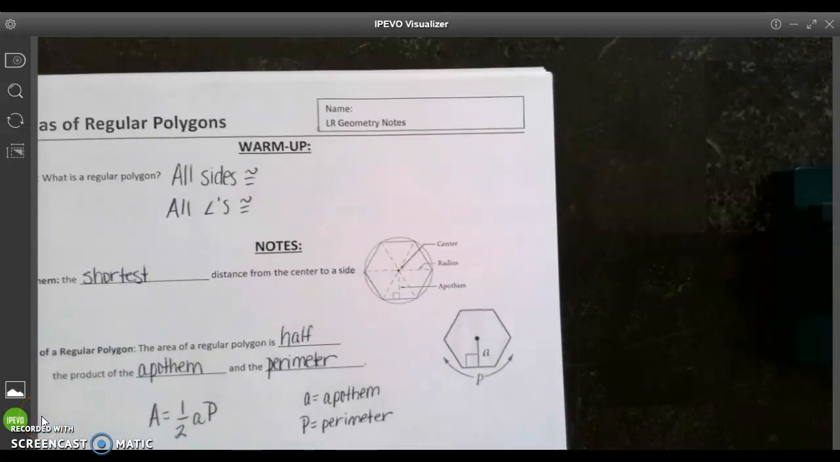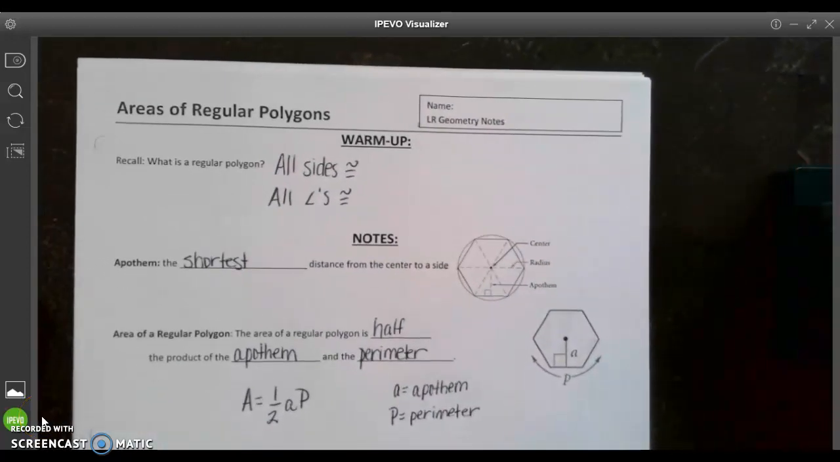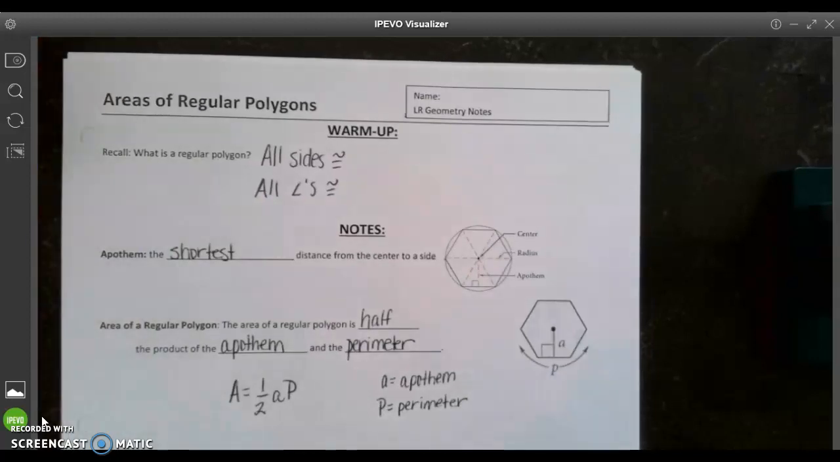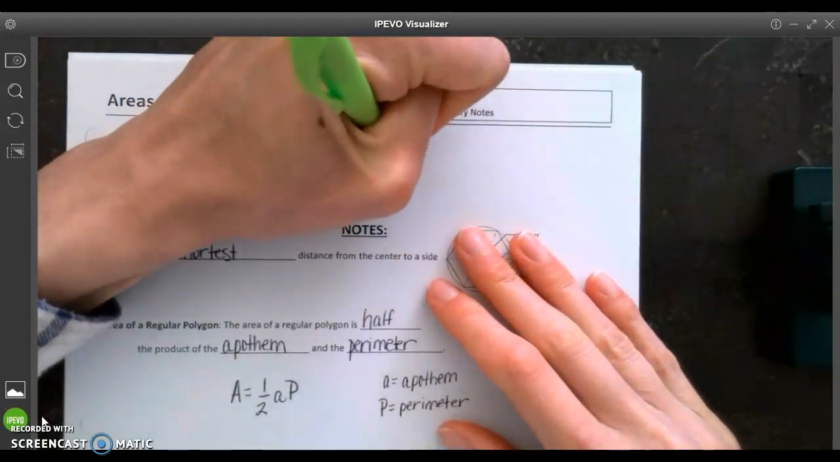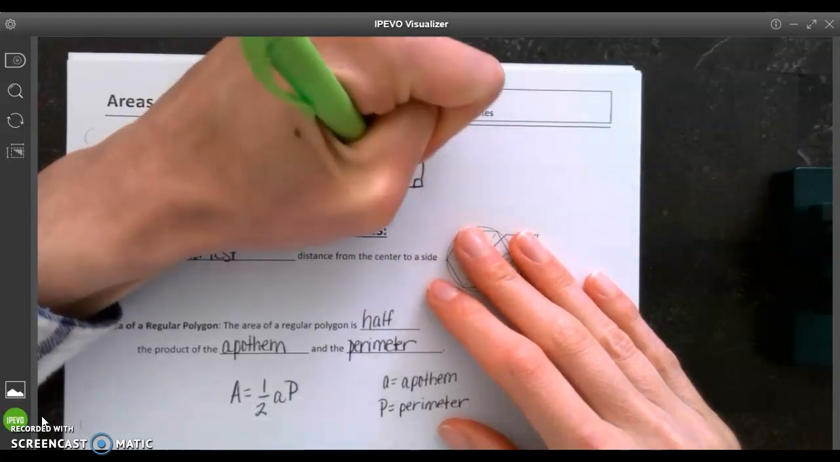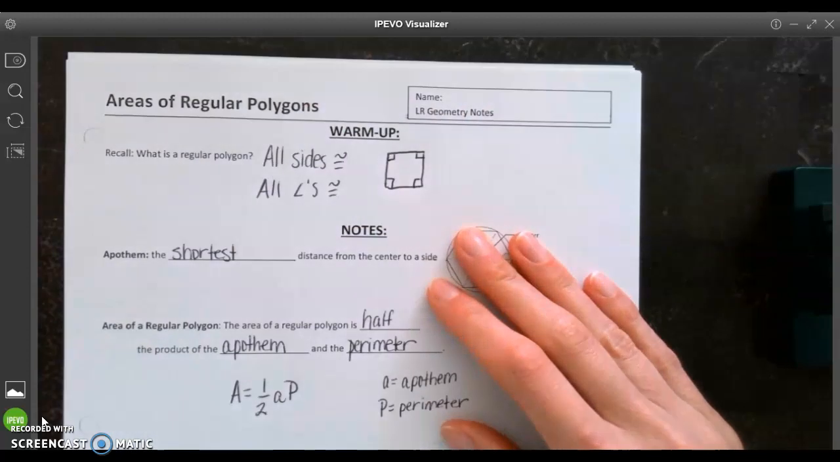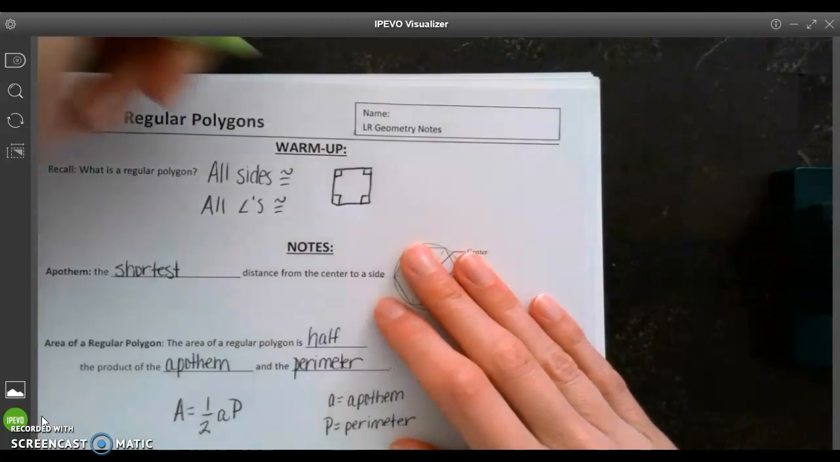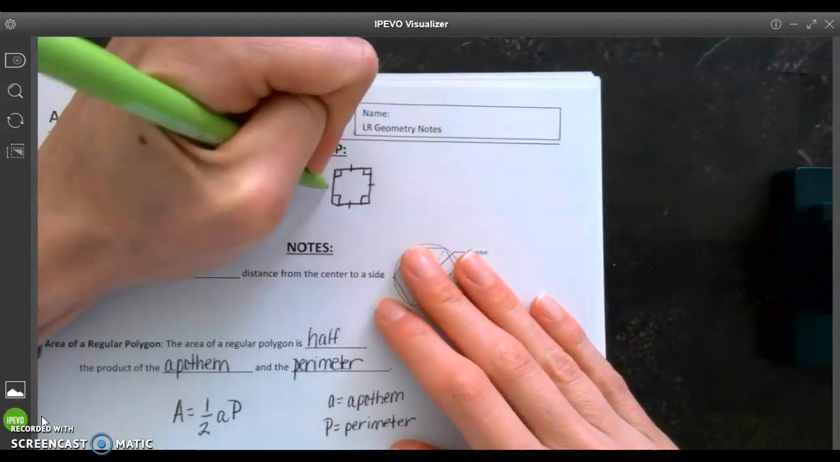This is the last formula for area that you're going to learn. It's area of regular polygons. If you remember, a regular polygon has all sides congruent and all angles congruent. So if you think of a square, it has 4 right angles, so all the angles are congruent. They're all 90 degrees, and all the sides are the same length, so they're all congruent.